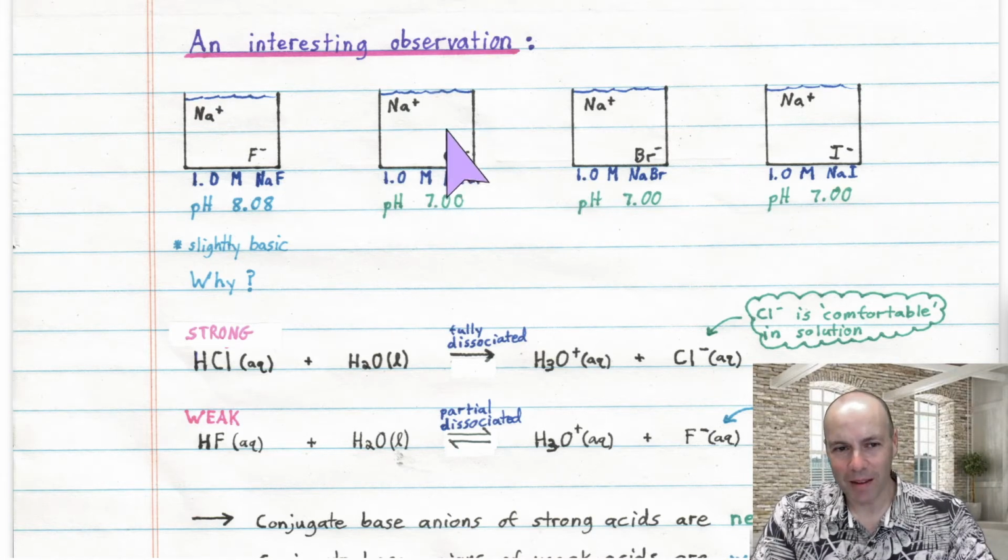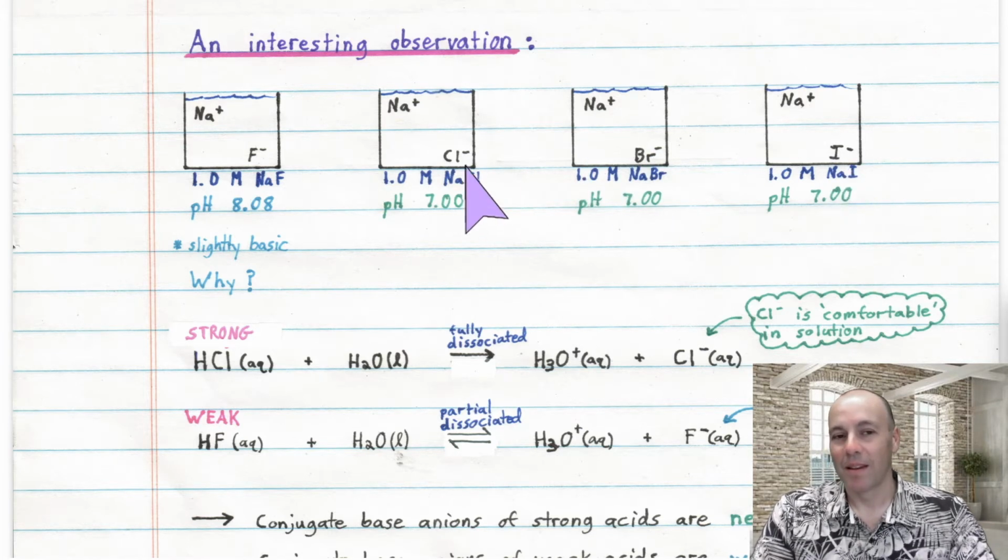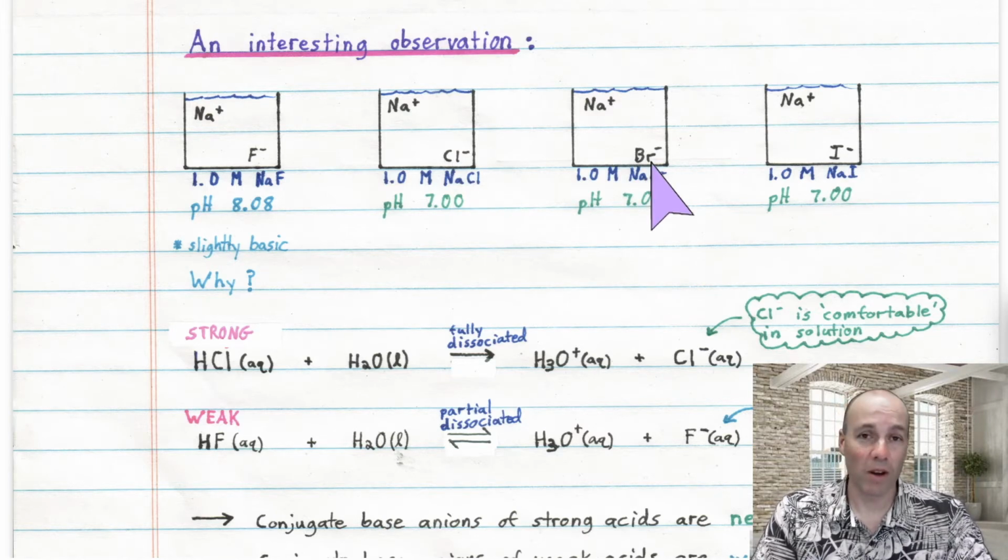So these other 3 are neutral solutions. Now, take a look at the anions of these solutions. Do you see what they have in common? They are all the conjugate base anions of strong acids. Hydrochloric acid, when it dissociates, gives chloride in solution. Hydrobromic acid is also strong, and it gives bromides, and hydroiodic acid gives iodides. So these are the anions that are released from strong acids.